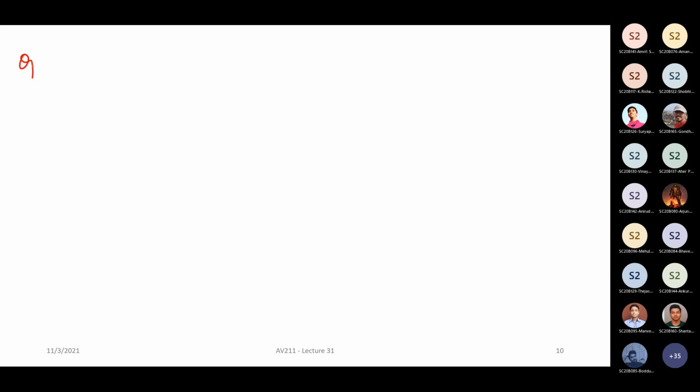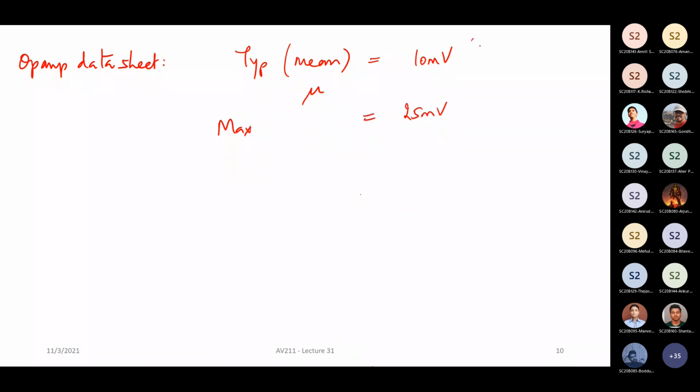My op-amp data sheet tells me that my typical value, and when you say typical, you're talking about the mean, the mu, right? The typical value is, let us say, 10 millivolt, and let us say my max value is some 25 millivolt, all right? And this is all at 25 degrees Celsius.